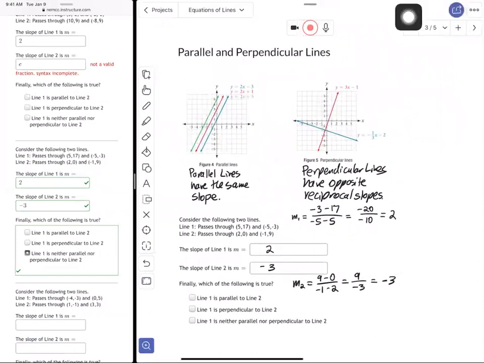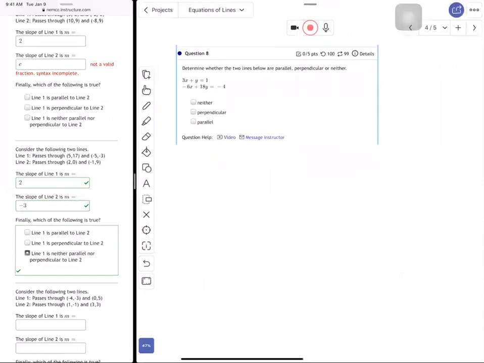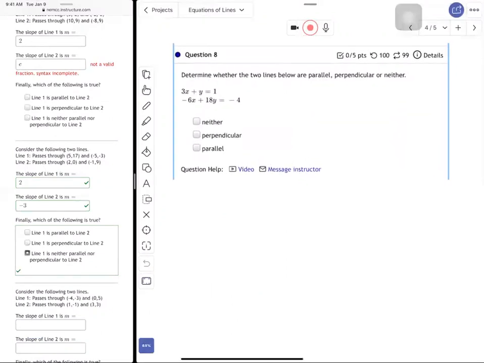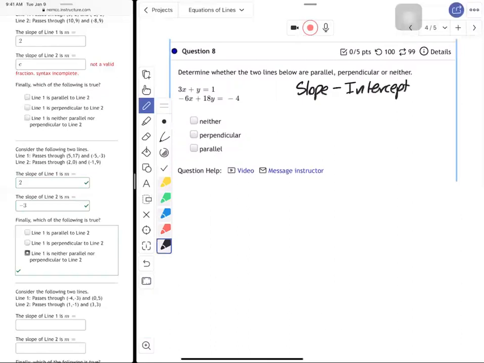Okay, let's move on to the next question. Now this one is asking the same question, but instead of being given 2 sets of points, I'm given 2 equations, okay? So what we need to do is find that slope intercept form so that it's really easy to tell what the slope is from both of these. And remember, all we're doing is heading towards the form y equals mx plus b.